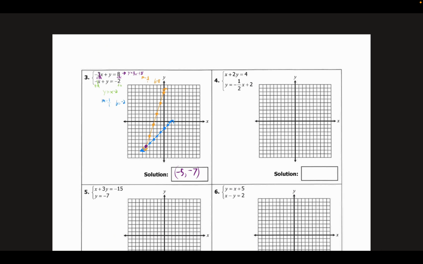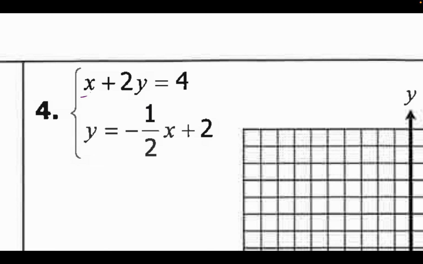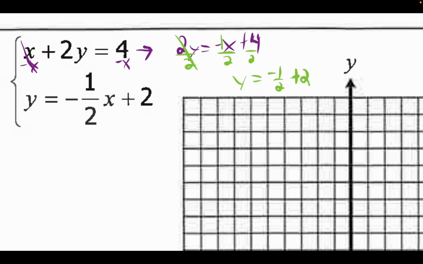Moving on to number 4, once again I need to solve the equation for slope-intercept form for y, but the second one's already solved. How convenient. So I start solving this top equation. I'm going to start by subtracting x, and I get 2y equals -x plus 4. But now y is not quite yet by itself, so I need to divide everything by 2 to undo multiplication, and I get y equals -1/2 x plus 2. Remember, this is secretly a -1x, and -1 divided by 2 is just -1/2. So now I can establish that my slope here is -1/2, and my y-intercept is 2.